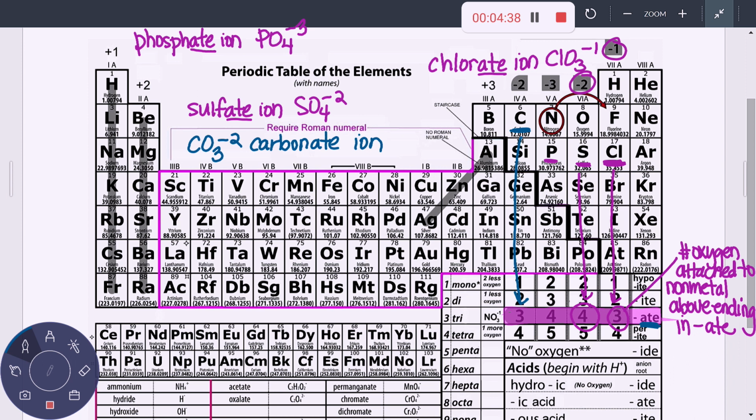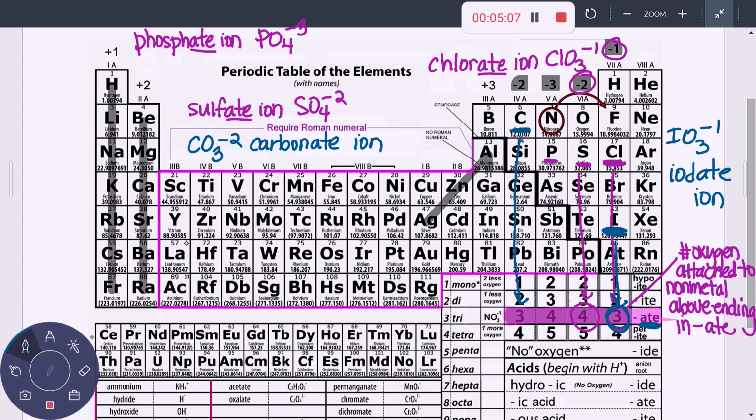Okay. If we have something like IO3 -1, iodine's a nonmetal, it's right here. Go directly underneath it to the 3. IO3 -1, so the IO3 tells me that it's going to end in 8. So this is the iodate ion. Yeah. So can the oxyanions only form in those 4 columns?